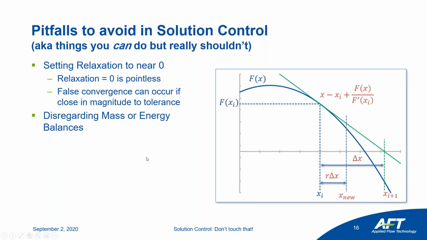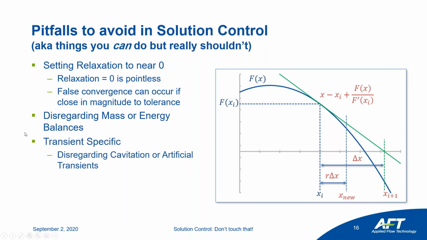Another thing is disregarding that mass and energy balance. So using those special condition tabs in solution control, that can be useful if you want an initial solution to try and figure out where the solver might be running into problems. But most definitely do not have that disregarded if you're making engineering decisions on your model.